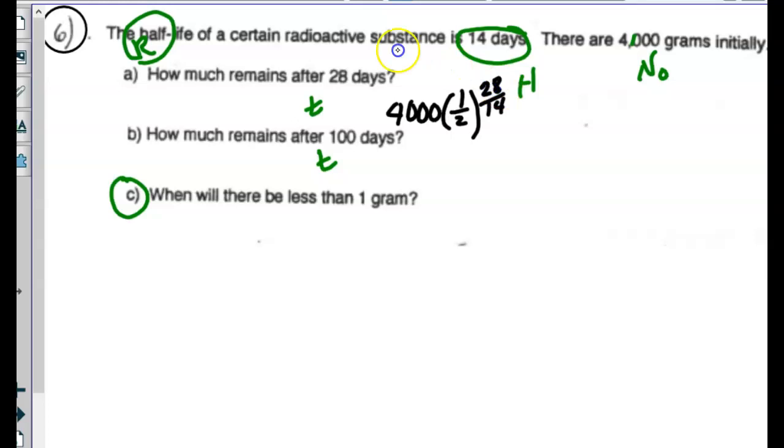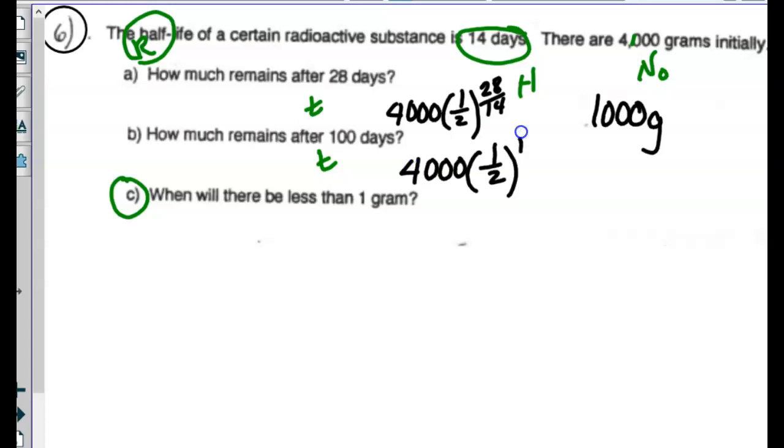Does that make sense, guys? 28 days have gone by, but the half-life is 14, so it's only halved twice, right? So it should be 1,000, shouldn't it? Because halved once would be 2,000, halved again, which should be 1,000, okay? 1,000 grams. Okay, what about after 100 days? So I'm going to go back and start with 4,000, but this time it's 100 divided by 14. So it's halved a whole bunch more times.